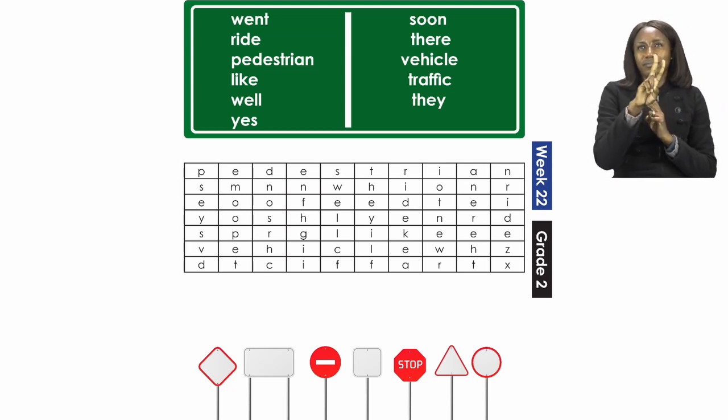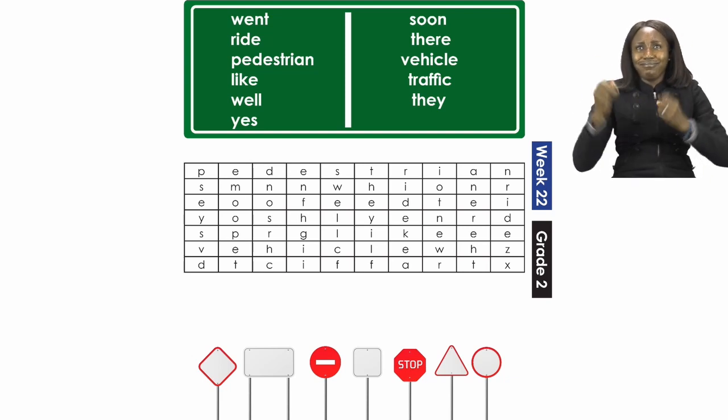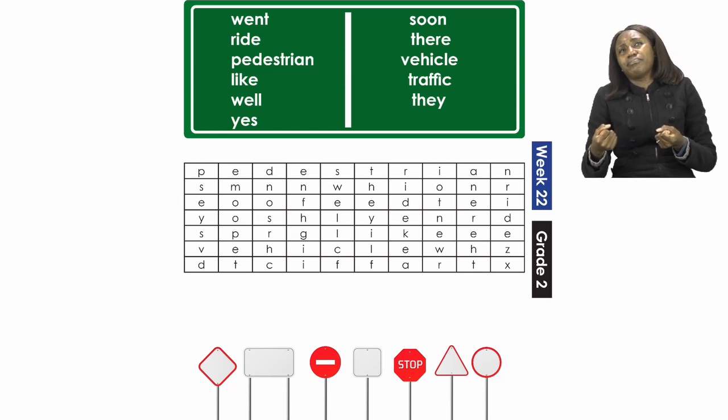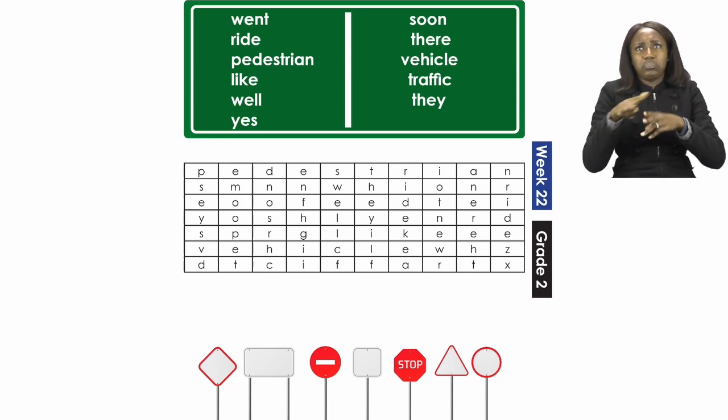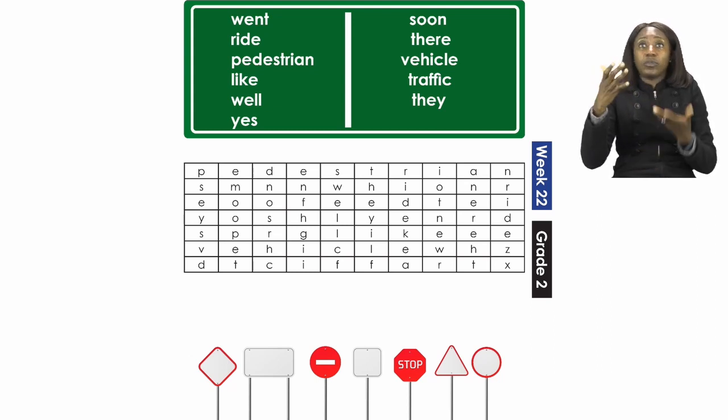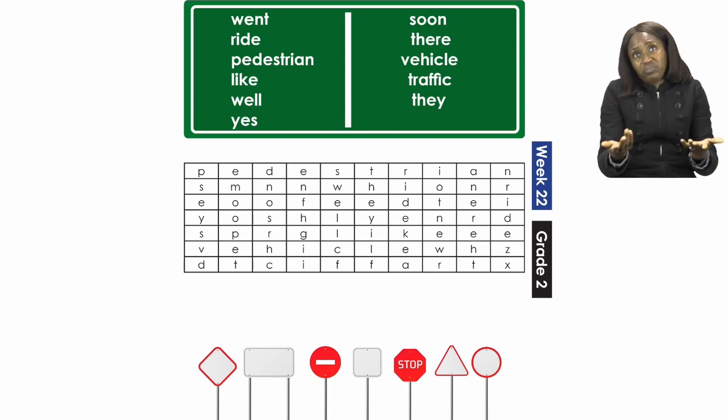The next word is the word vehicle. Now, a vehicle is something that travels on the road. It can be a bus, a car, a truck. Any sort of vehicle that has 4 wheels is a vehicle. An ambulance and some trucks have more than 4 wheels, so they are still vehicles.